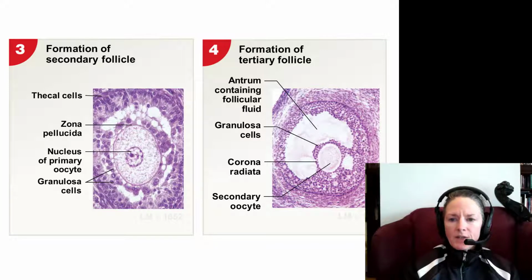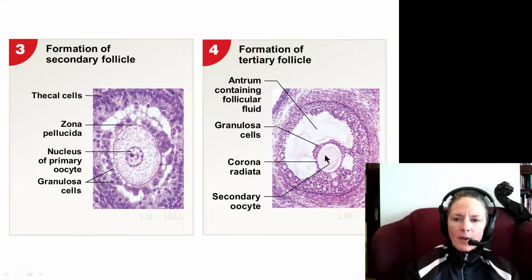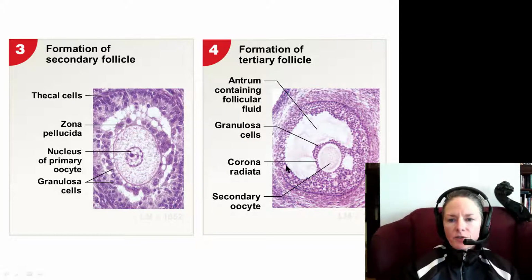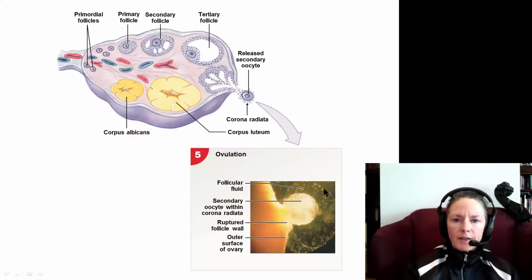We see this accumulation of granulosa cells around the oocyte, and this will be called the corona radiata. Again, we've probably seen this term before elsewhere, but it is basically a little halo or crown around the oocyte, and this is now a secondary oocyte. This tertiary follicle is sometimes called a mature follicle or a mature Graafian follicle.